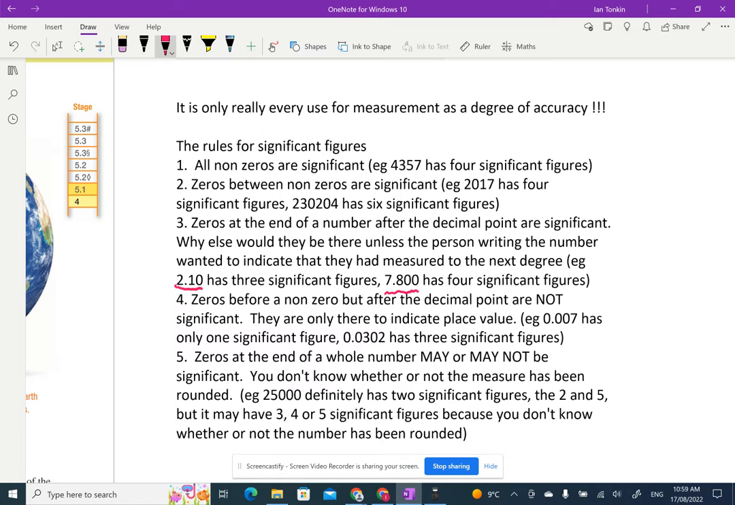Here, that 0 at the end does not need to be there. So the only reason it's there is to tell you that this measurement has a degree of accuracy of 0 hundredths. Okay, so if you're ever unsure, your best bet is to say the zeros are significant.